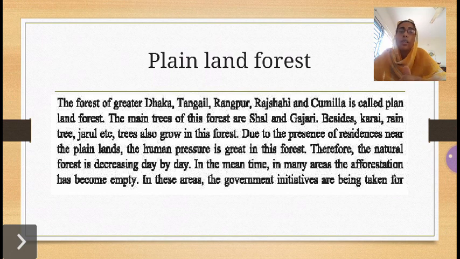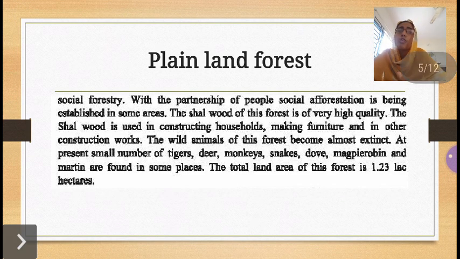People always have a tendency to cut the forest and use this forest land for their agriculture purposes. So natural forest is decreasing day by day. In the meantime, in many areas the afforestation has become empty. If you consider the Kumilla region, or the Rajshahi region, you do not find many areas of plainland forest. It has become empty. The government is now taking initiatives for social forestry. With the partnership of people, social afforestation is being established in some areas.